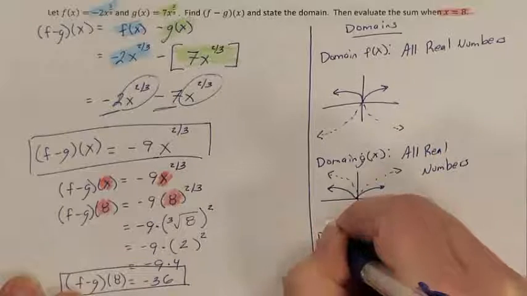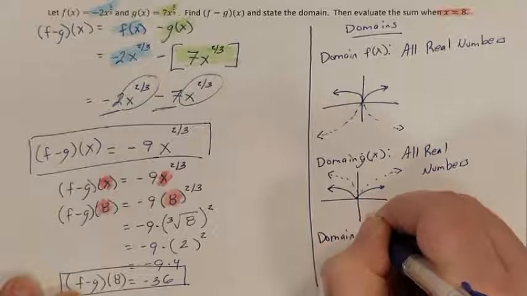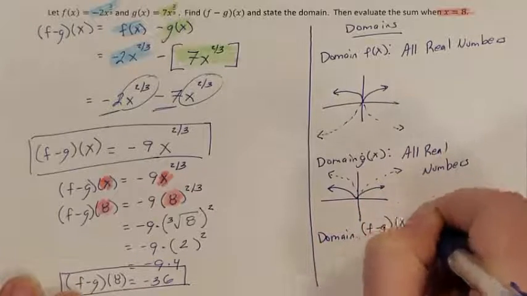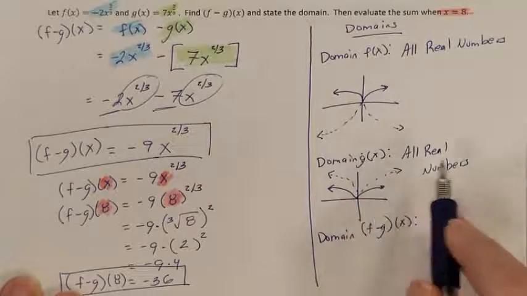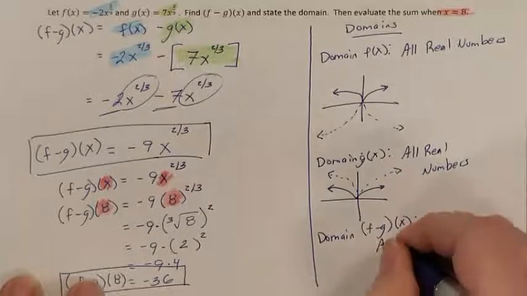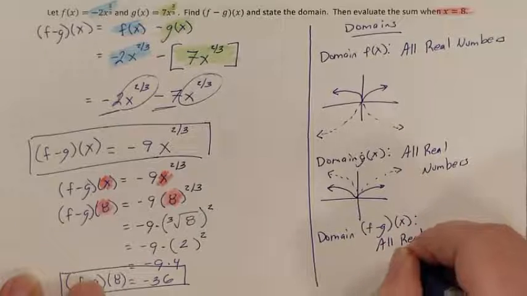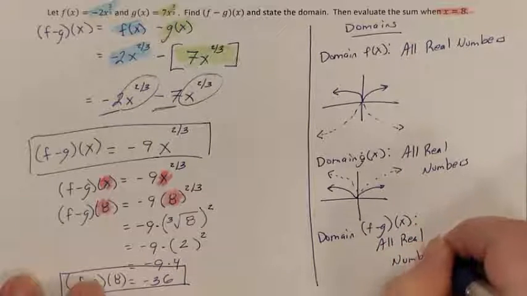So now we just need to look at the domain of your f minus g of x rule. F said everybody. G said everybody. So f minus g is also going to say everybody. So its domain is also going to be all real numbers.